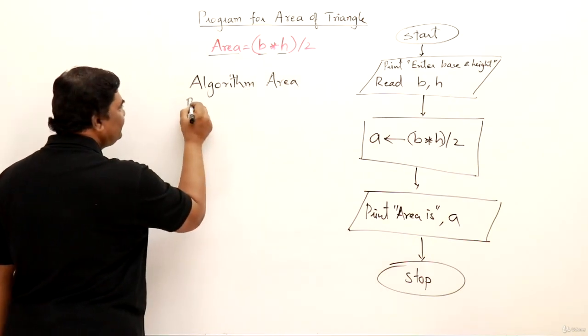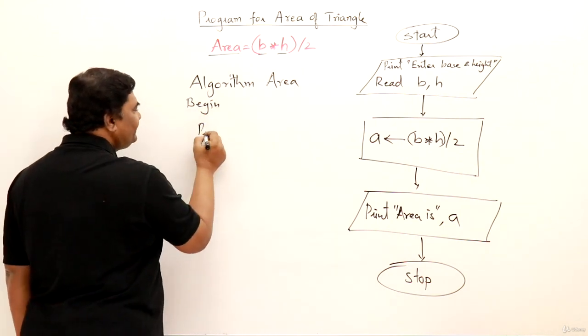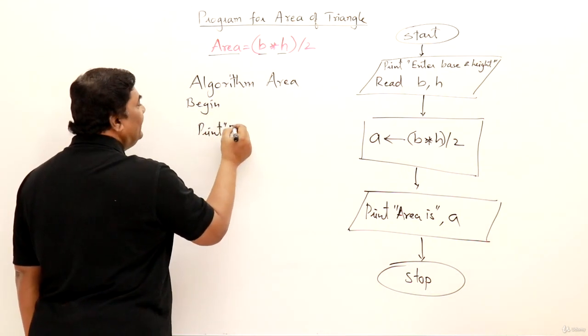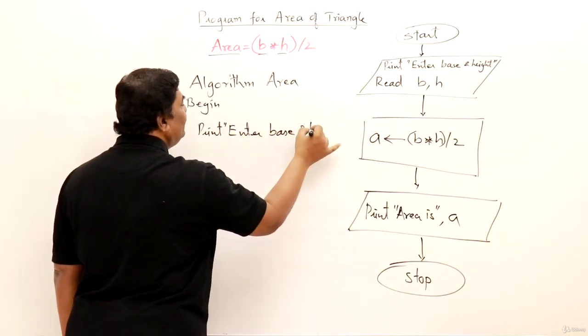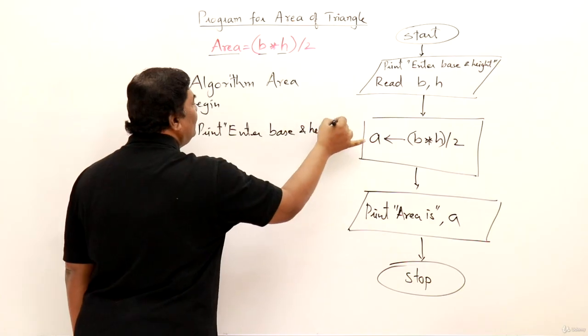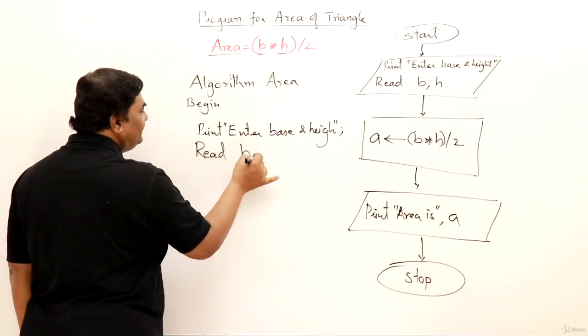Now inside this, let us begin. Now the same steps. First of all, I should give a message to you. I should tell you to enter base and height. Then I should read the values that you are giving me in B and H.